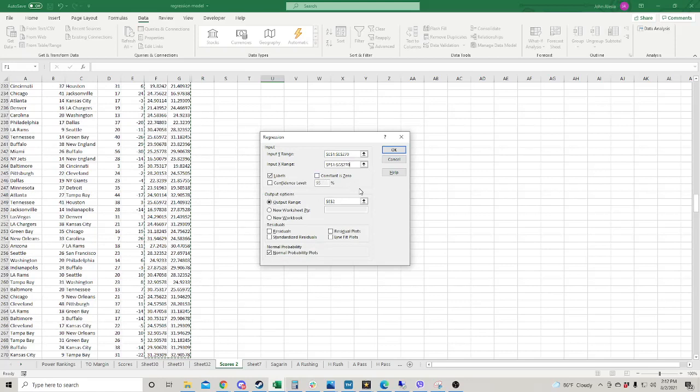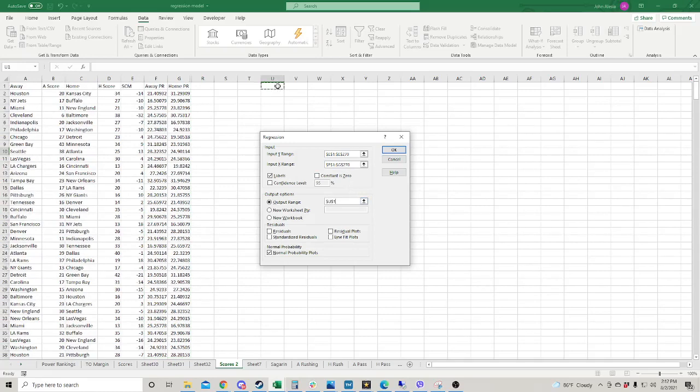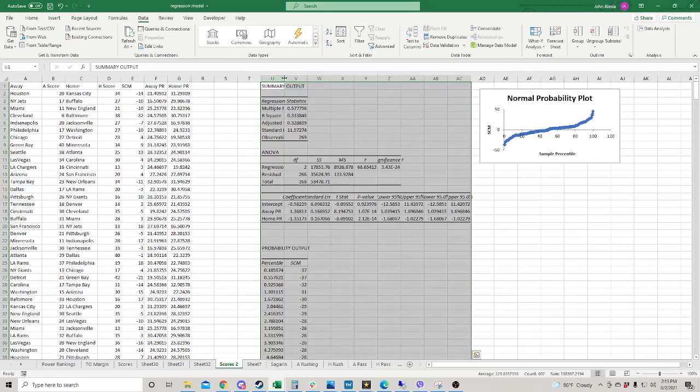We're going to leave constant is 0 empty again, and let's output this right here on this same worksheet, and let's go right here into U1. We click OK. Let's see what happens here when we run this.